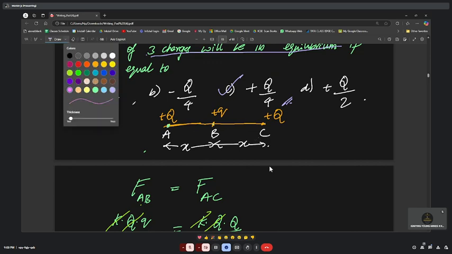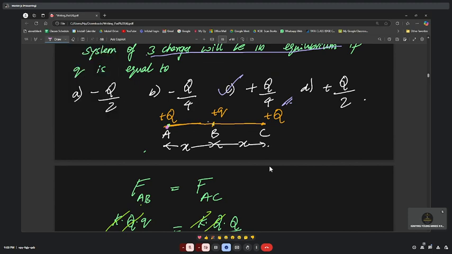What you're saying is fine. Force experienced by Q due to positive Q, in which direction will it act? That will act in this direction. So F experienced by A due to B will act in this direction. Repulsive force. Where will the force FAC act? That is also going to act in this direction. If you are going to talk about the charges, you see how they are acting. So they are acting towards the left.